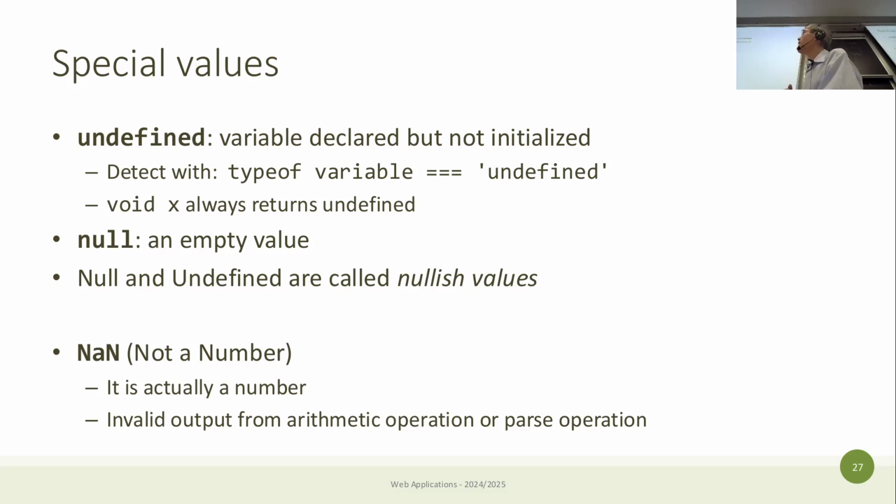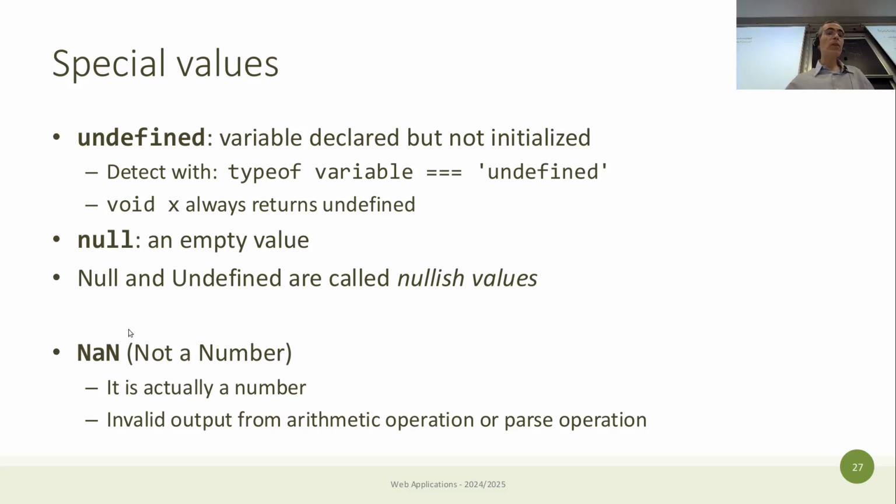Null, that's another value that you can use. Actually, it's more used by the programmer than the environment. It's like you have an array and you need to mark a place saying this is not yet initialized in my program. Of course, you can use undefined, but you can also use null. It's convenient sometimes. Null and undefined are called nullish values.